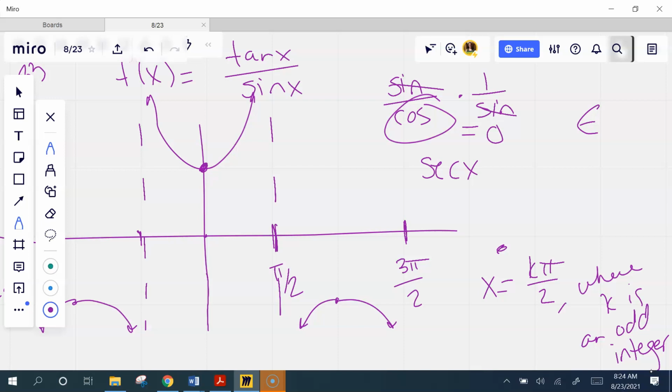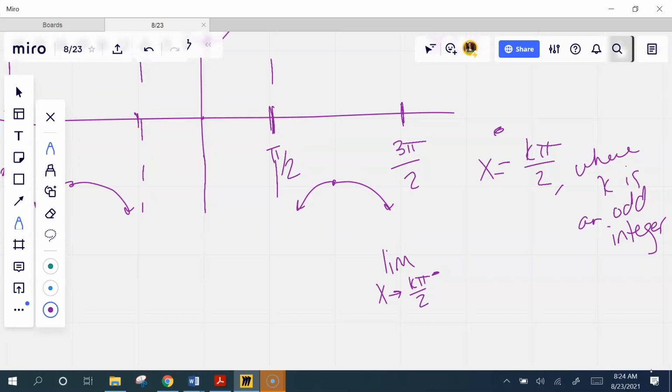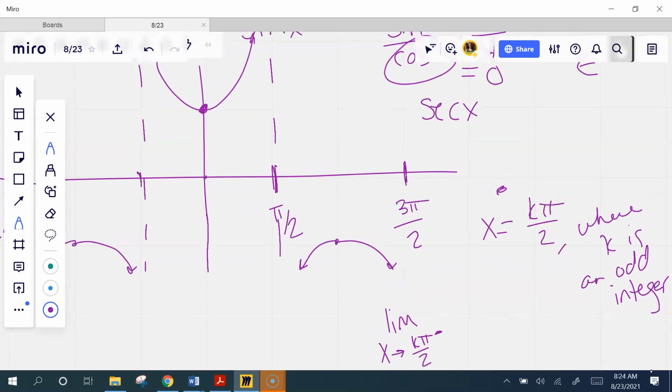Okay, so describe the behavior of f of x to the left and right of each vertical asymptote. So as the limit as x approaches k pi over 2 from the left, is it always the same? No. So I can't really say that. And that's probably where you were getting into trouble. So let's think about the ones that are the same.